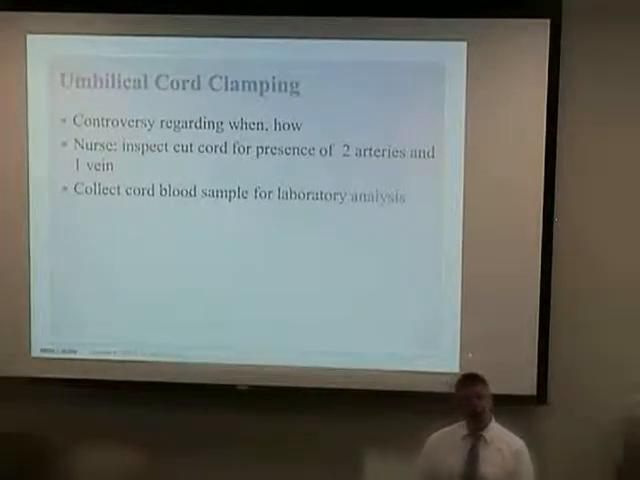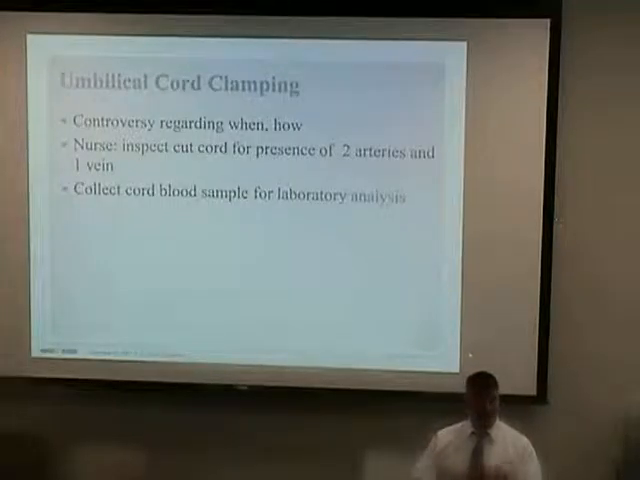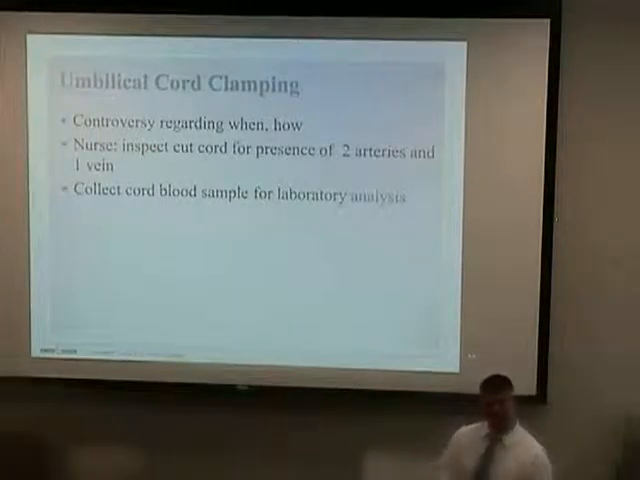Yes, ma'am. Is it the length matters? The length of, you mean the length of the cord or how much time it takes? How far you cut? No, it doesn't matter.